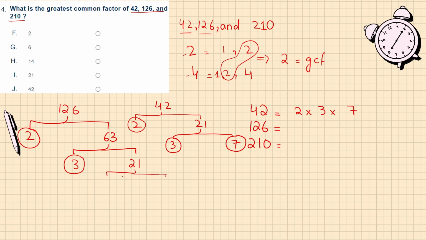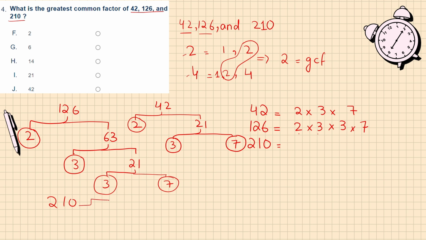So we can go further, like 3 and 7. 3 multiplied by 7 is 21. So we can circle 3 and 7, because they cannot be broken further. Now you can write the circled numbers here and multiply them: 2 multiplied by 3 multiplied by 3 multiplied by 7. These are the factors as well, 2, 3 and 7 are the factors of 126.